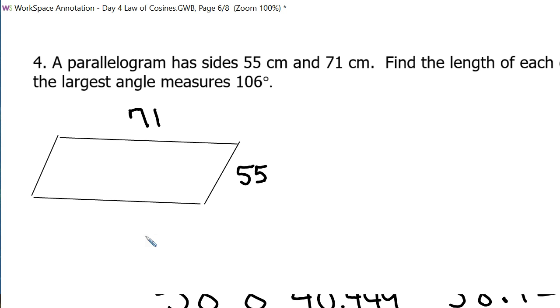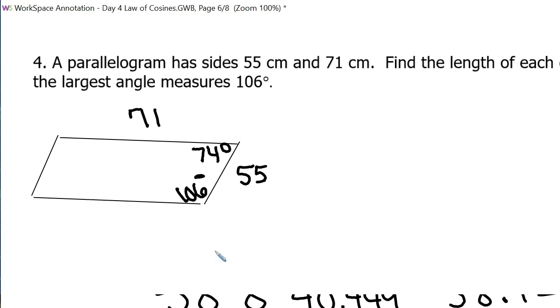Now remember, when you're talking about triangles, the larger angle is going to be opposite of the larger side. So here my larger side is 71, so the angle opposite needs to be 106 degrees. And if this is a parallelogram, these two angles add up to what? 180 degrees. So what's 180 degrees minus 106 degrees? 74 degrees. So that top angle, the smaller angle, is 74 degrees.